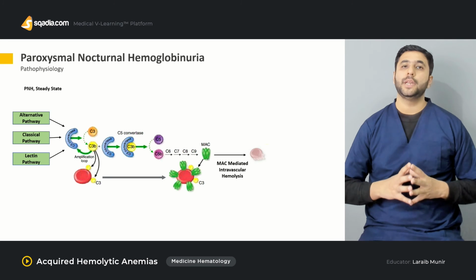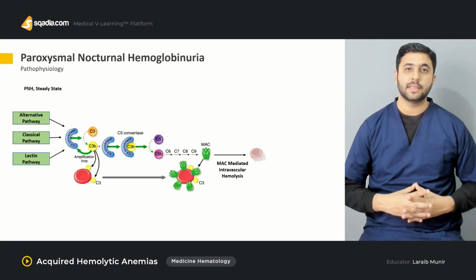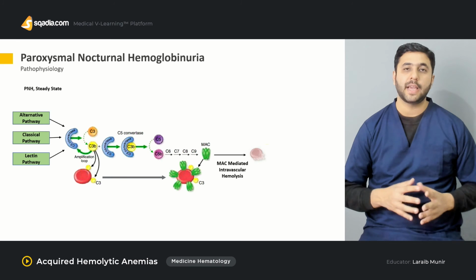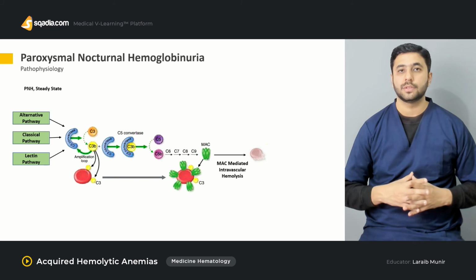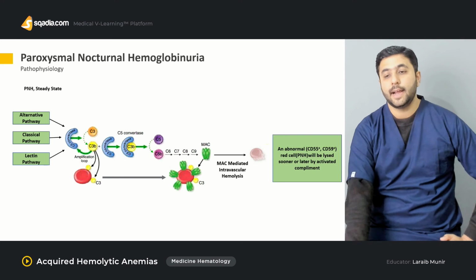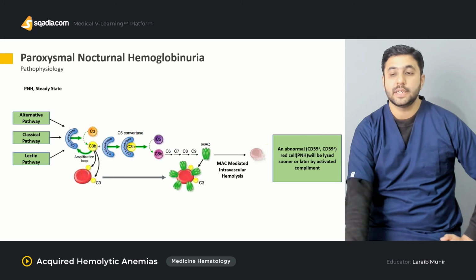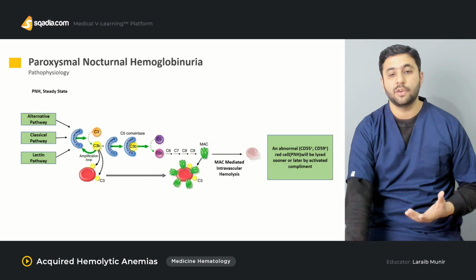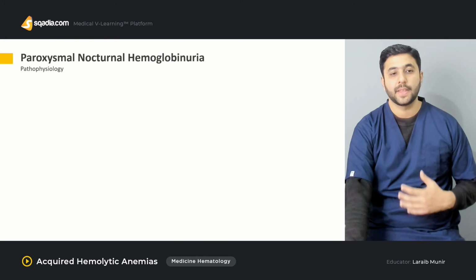And that hemoglobinuria generally presents as blood in the urine, specifically at night time, when, because of shallow breathing, we have a comparative respiratory acidosis. And the RBCs are generally abnormal because there is no CD55 and CD59, and they will be lysed sooner or later by the activated complement. So this is the basic pathophysiology involved under the umbrella of paroxysmal nocturnal hemoglobinuria.